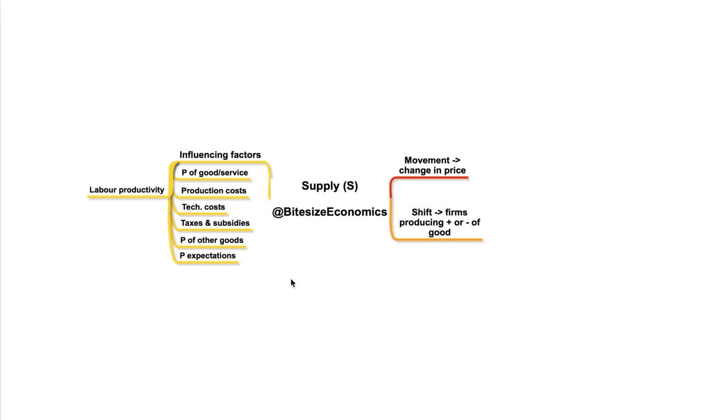And lastly, labour productivity. So if labour productivity rises, then output per worker rises, which then means that they can supply more, and that's going to cause an outward shift. So these influencing factors have kind of summarised my point here. They're all linking to this shift.